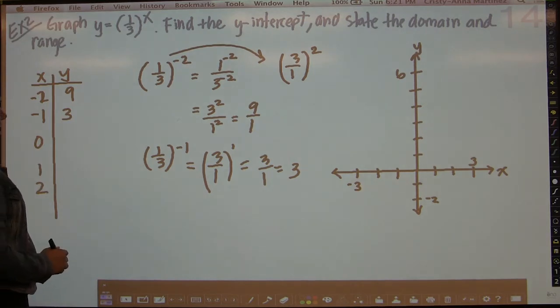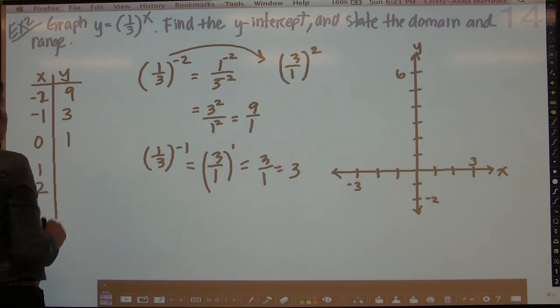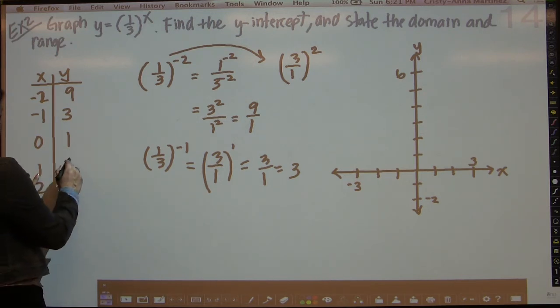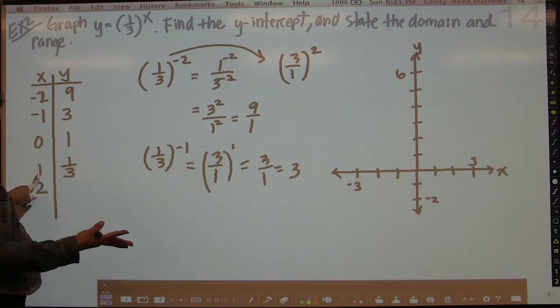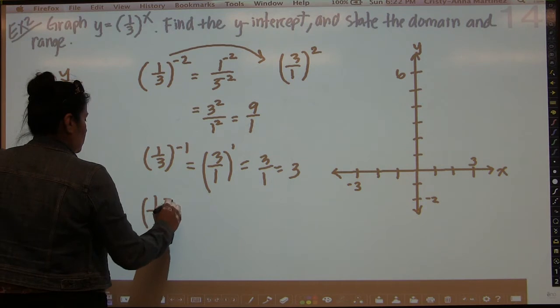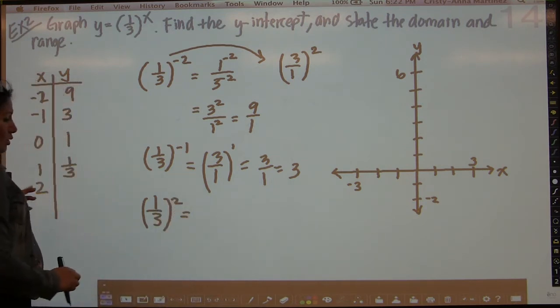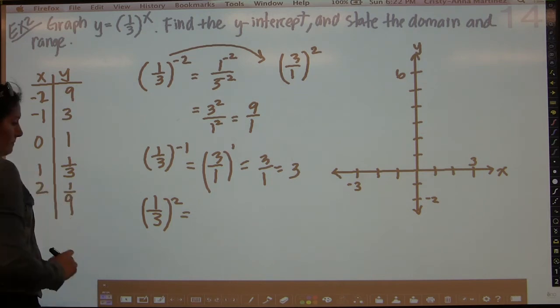Zero. Again, we know that if we put 1/3 to the 0 power, it's going to be 1. 1/3 to the 1 power is itself, which is 1/3. And then we have 1/3 squared, which is basically 1 squared over 3 squared, or 1/9.